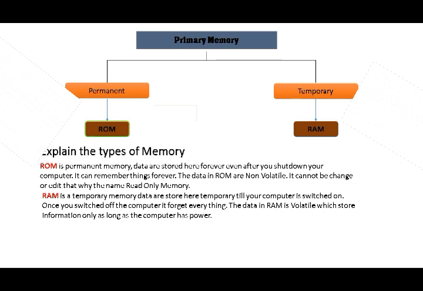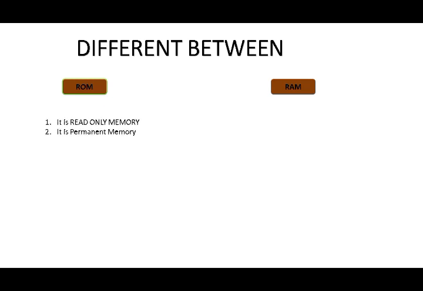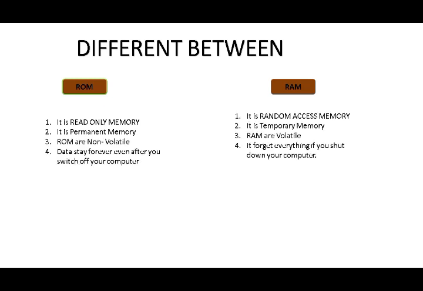If the question comes, explain the types of memory, then you can write this answer. There are two types of memories. One is permanent and the second one is temporary. You can pause the video and write. And next, the difference between ROM and RAM. If the question is asked, write the difference between RAM and ROM, you can write these points.